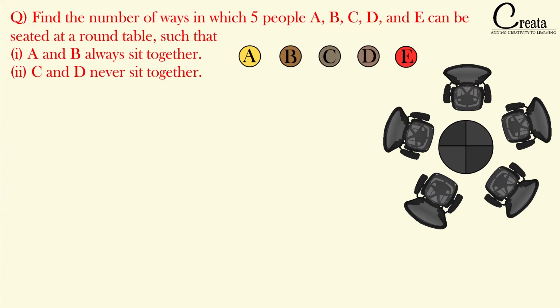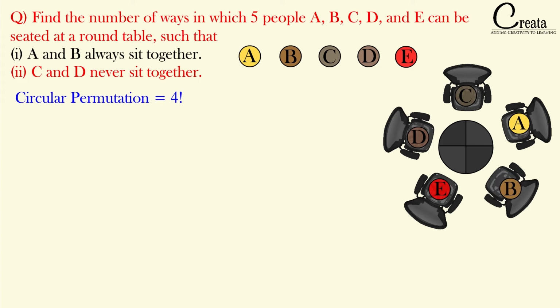Let's take the first option. If we apply the normal circular permutation, we will get our answer as n minus 1 factorial. Here n is equal to 5. So we got our answer as 5 minus 1, that is 4 factorial. So in total 4 factorial arrangements, these 5 people can sit at the round table. Okay, but this question is asking for 2 conditions. The first condition is asking that A and B always sit together. So let's see what it means. It means that A and B should always sit next to each other.